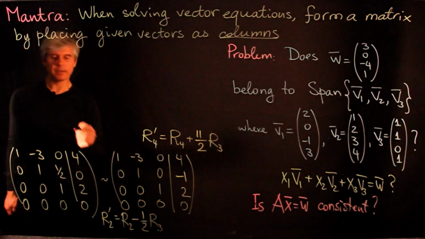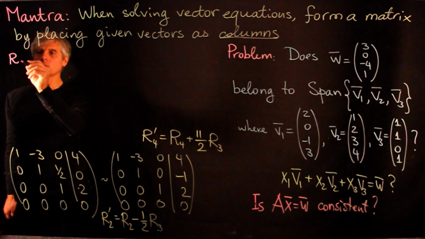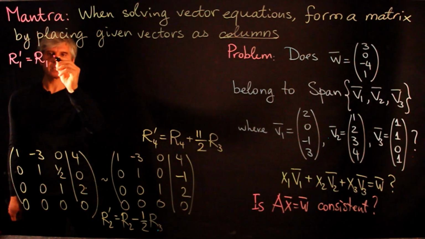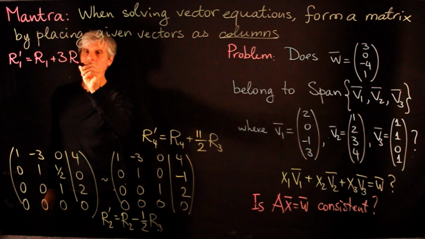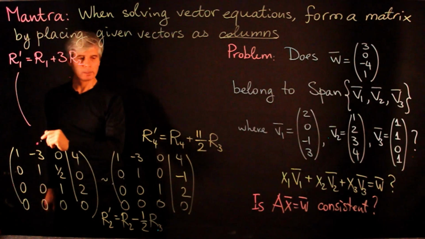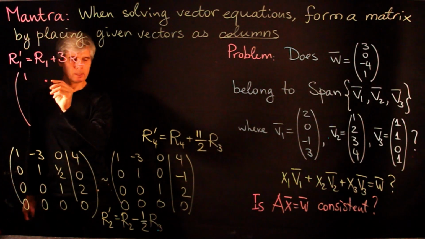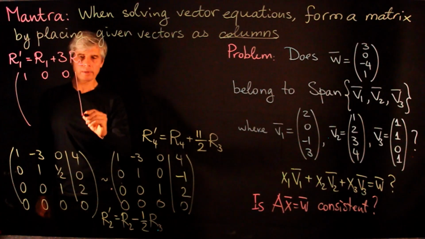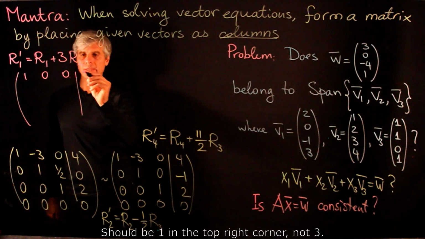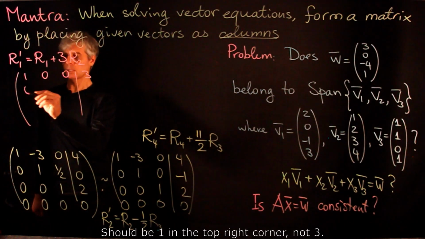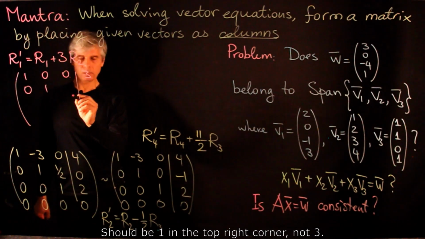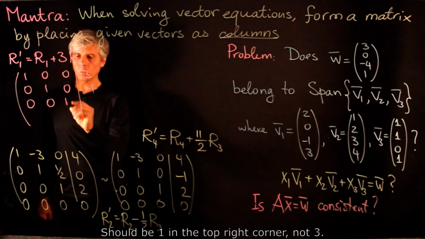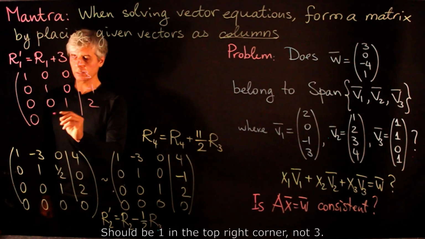And now the last step. So we say that new row 1 is row 1 plus 3 times row 2. We get 1, 0, 0, 4 plus negative 1, that's 3, 0, 1, 0, negative 1, 0, 0, 1, 2, and all zeros here.